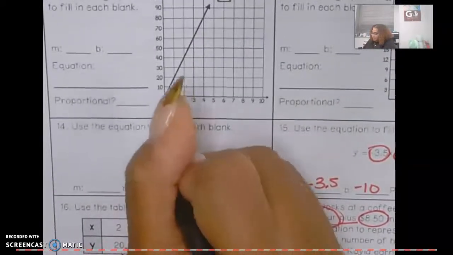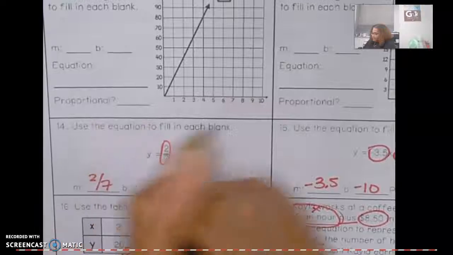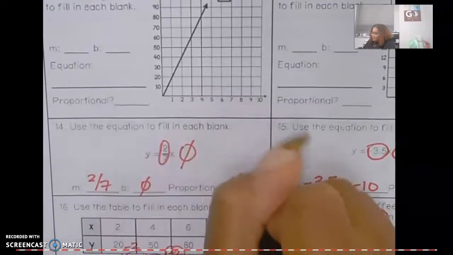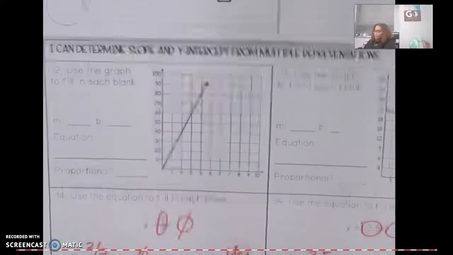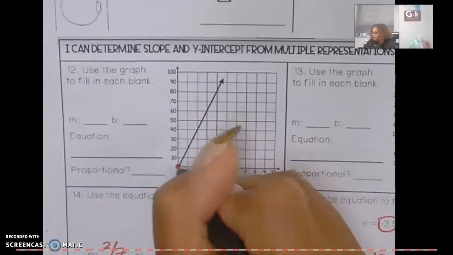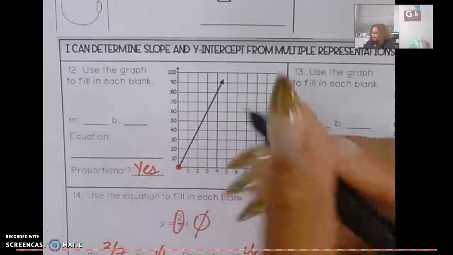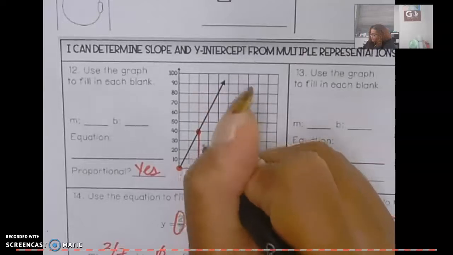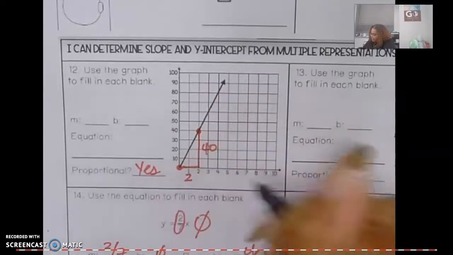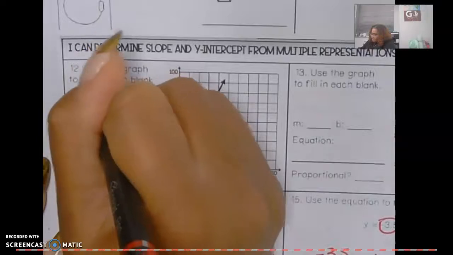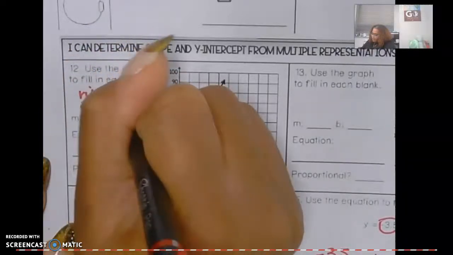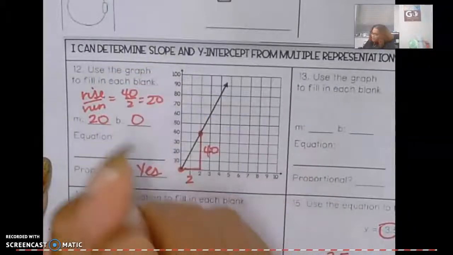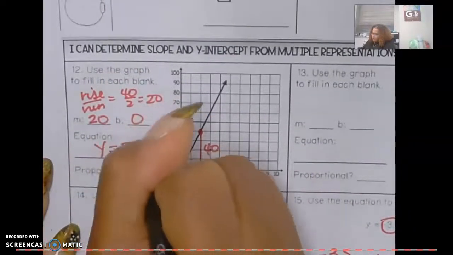Over here, this right here is my slope, 2/7. Do I have anything after that? Then that's 0. So this is a yes, it's proportional. Here, am I going through the origin? Yes, it's proportional. Then I need to do a rise over run. Rise from 0 to 40 and run from 0 to 2. So that's rise over run, 40 over 2 gives me 20. What's my y-intercept? 0. My equation is y equals 20x.